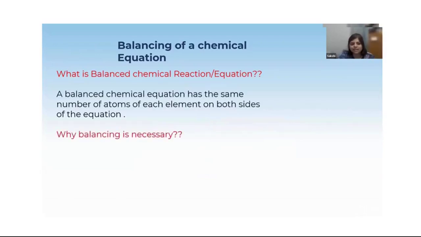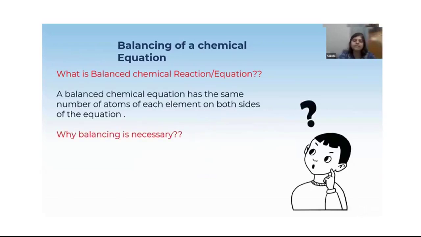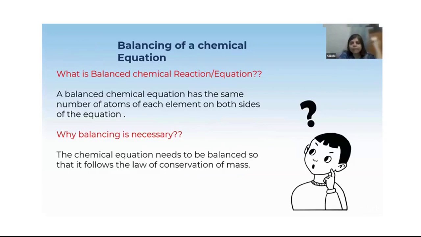This you have learned in class 10th, right? So a balanced chemical equation means that the number of atoms of each element on the left and right side should be equal. And why is it necessary to balance? Because any chemical equation needs to follow the law of conservation of mass. And can any one of you tell me what is the law of conservation of mass? It says that mass can neither be destroyed nor be created, right?